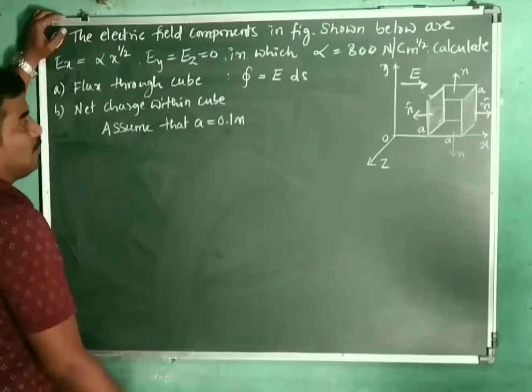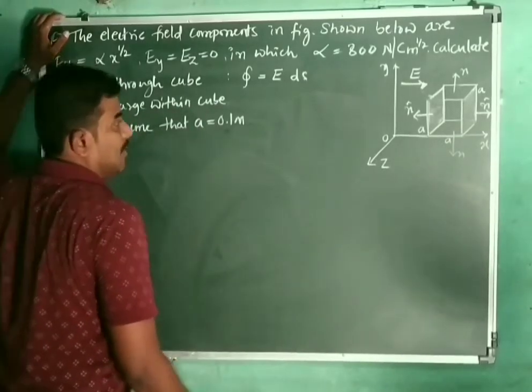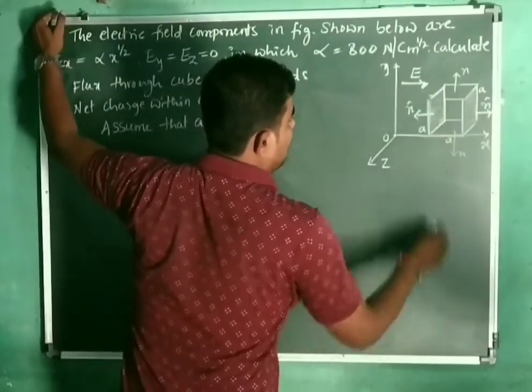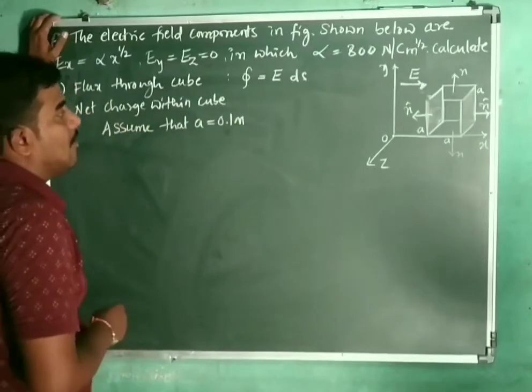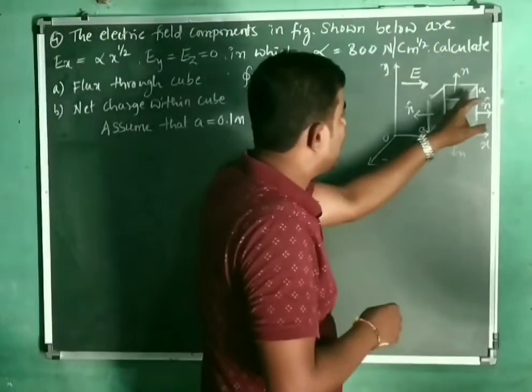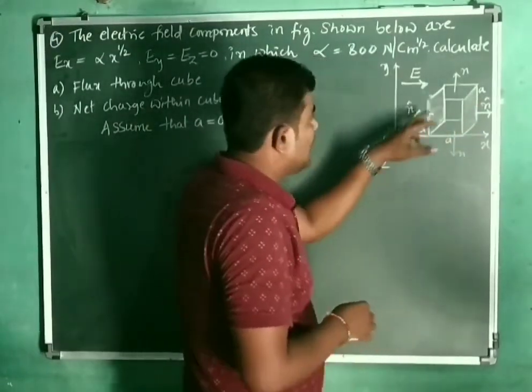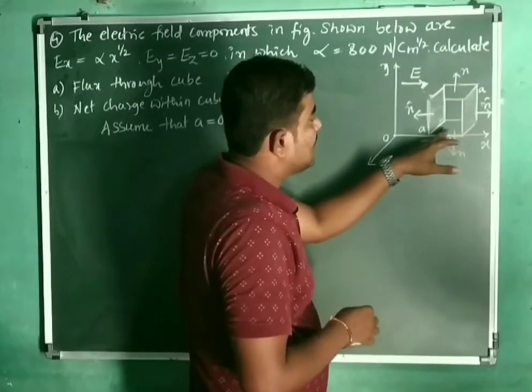Assume that A is equal to 0.1 meter. The side they have given actually, A is equal to 0.1 meter. You can observe this cube very carefully. See, this cube has actually 6 faces.